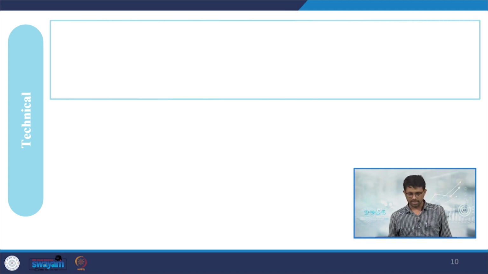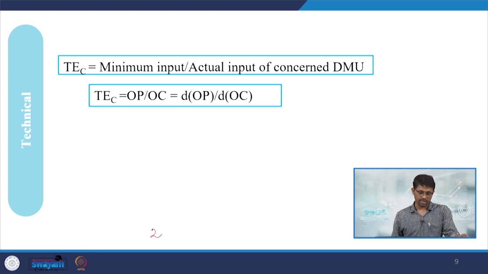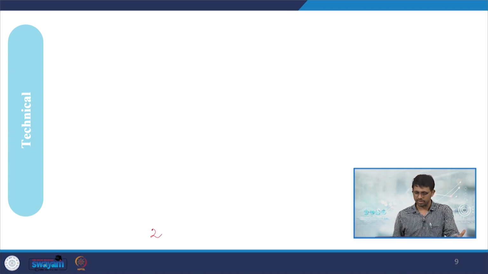So here once again we will clarify through another diagram. At this stage we have simply calculated the technical efficiency of the DMU, that is C. In this diagram DMU C we have calculated, and then we will compare which one is in fact the best.